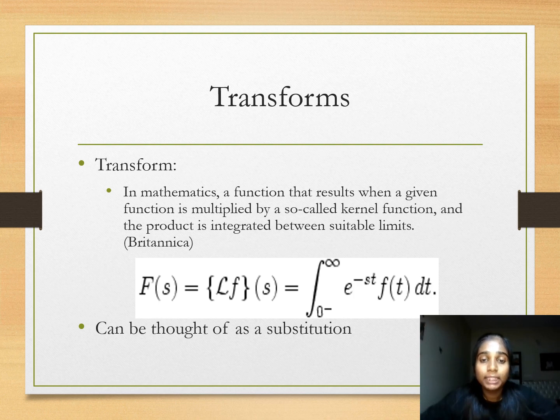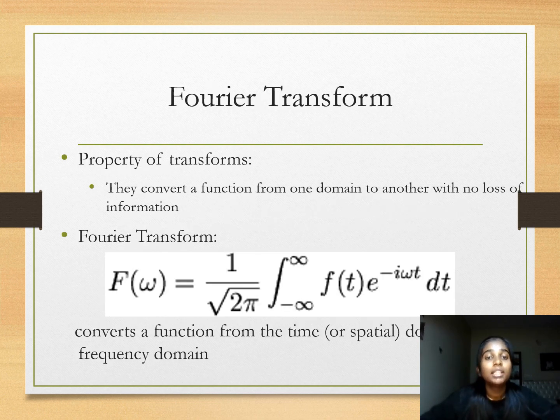So a transform means a function that results when a given function is multiplied with a so-called kernel function and the product is integrated between suitable limits. Its mathematical representation can be F(s) is equal to Laplace of f(t), that is equal to the integration from 0 to infinity of e to the power minus st, f(t) dt. Properties of transforms are that they convert a function from one domain to another domain without any loss of information.